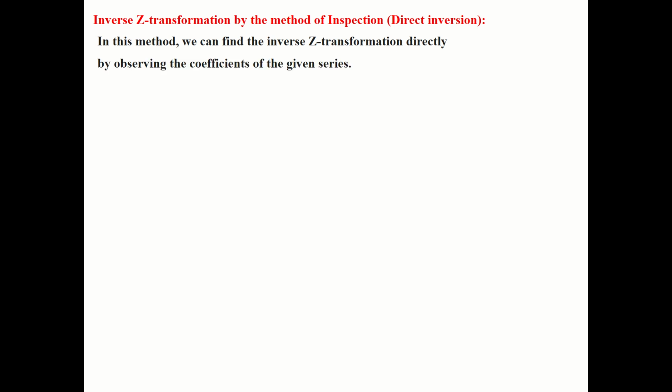So we'll see the first method, a method of inspection. Inspection means inspecting the coefficients of the given series, right? From that we can easily find the time function small f of n, right? We'll see the method. With this method we can find the inverse Z transformation directly by observing the coefficients of the given series. Let us see a problem. Find the inverse transformation of the series 1 plus 1 by 2 Z power minus 1 plus 1 by 4 Z power minus 2 plus 1 by 8, etc.